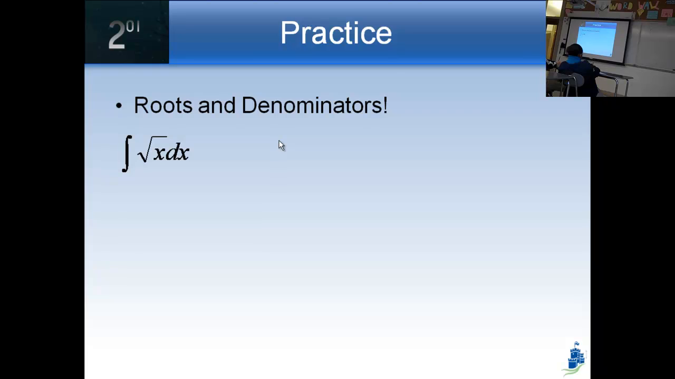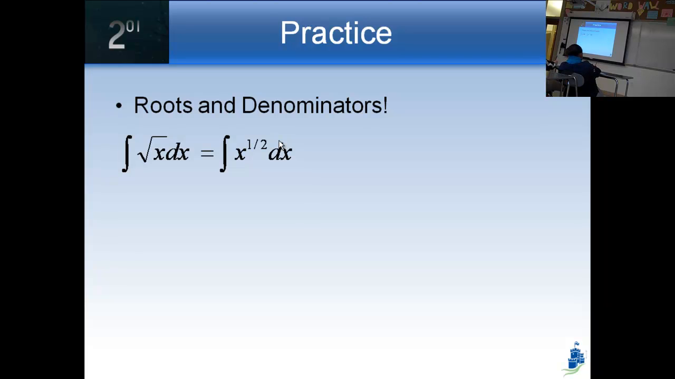All right, who's my radical master? Radical. Somebody I haven't really heard from a lot. All right, Morena. How should I rewrite this if I want to put it in exponential form? Well, forget about all the junky symbols and stuff. What's root x in exponential form? Oh, right, so we want to rewrite it as x to the 1/2.